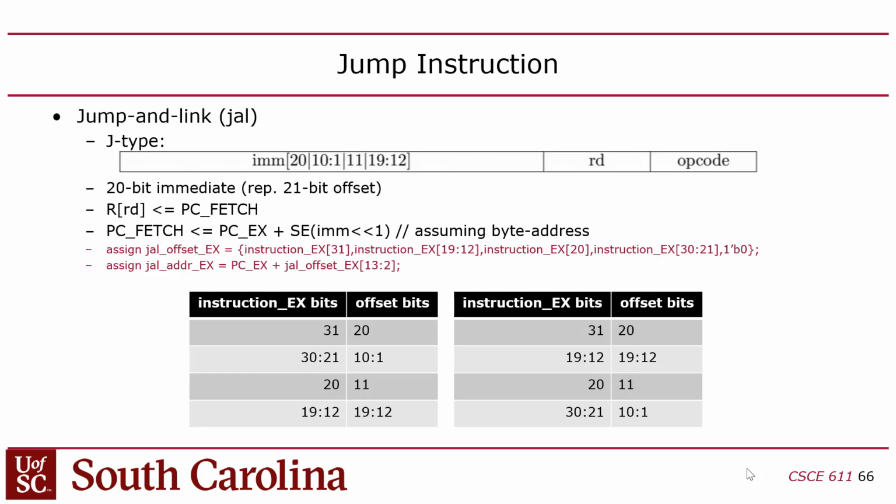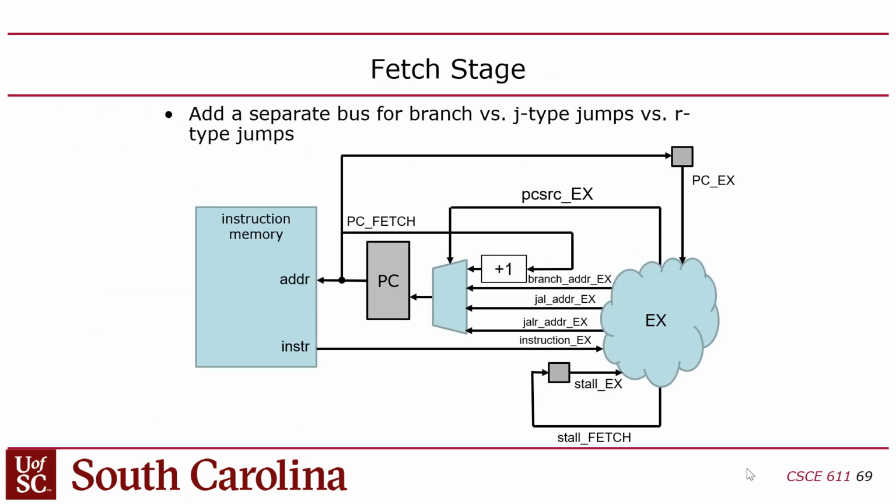Okay, so now you have a branch address. What do you do with the branch address? Well, you're going to feed that into a MUX back to the fetch stage. So the fetch stage now has an option where it can fetch the next instruction, or it can fetch the branch target, or it can fetch the JAL target, or it can fetch the JALR target. And the reason why there's 3 different targets is because depending on the instruction, there's 3 different ways to calculate the target address, right?